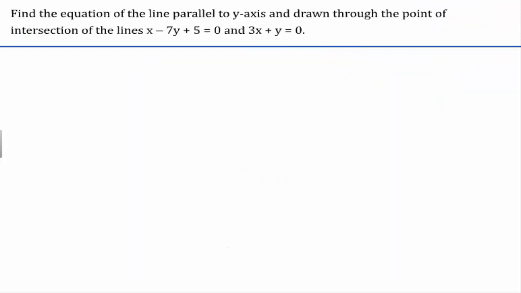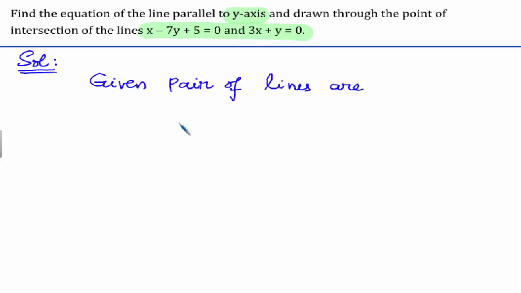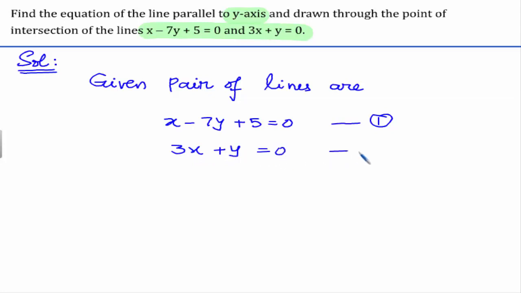In this problem, we need to find out the equation of a line which is parallel to the y-axis and also passing through the point of intersection of the two given lines here. Let us see the solution for this. Given pair of lines are x minus 7y plus 5 is equal to 0 and 3x plus y is equal to 0. Now from equation 2, y is equal to minus 3x.